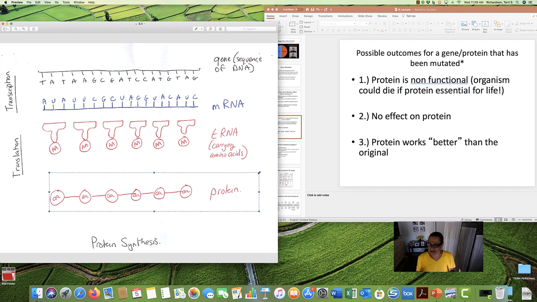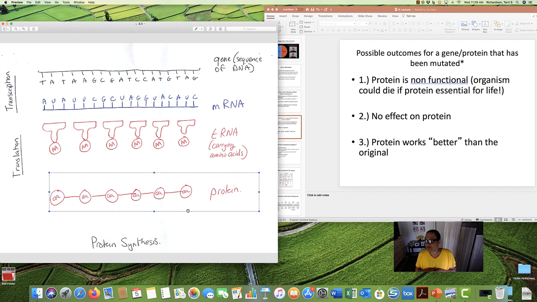But a second possibility is no effect. Maybe that one amino acid, if it was instead of amino acid A, now it's amino acid B, might be no effect. It's possible there would be no effect on the protein, even if there was a gene mutation. And the third possibility is the most exciting. What if the protein works better? What if instead of being able to kill bacteria and viruses, it can kill protists and fungi too? What if it becomes the super antibody molecule and it can kill any kind of foreign material that enters your body?